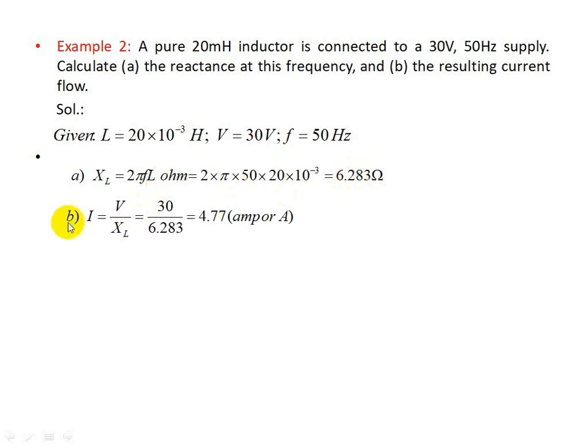Then the second part is to find the current. I is nothing but V by XL. So divide the voltage by the inductive reactance, and you'll get 4.77, and its unit is ampere.